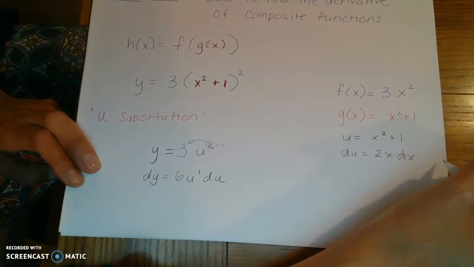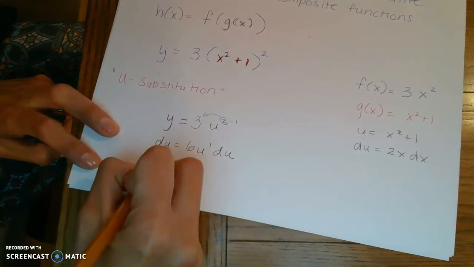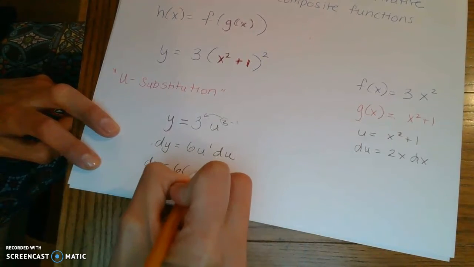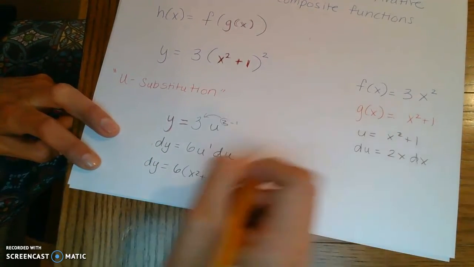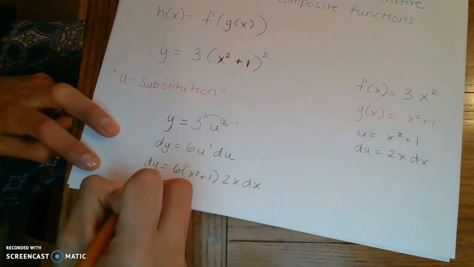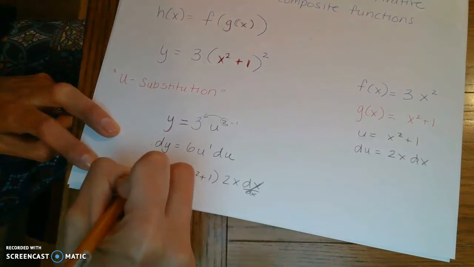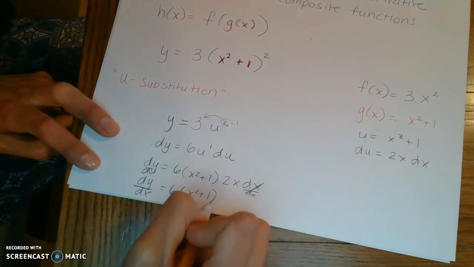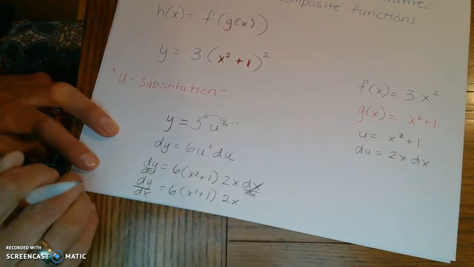Okay, so now we're going to put this together without the u substitution. We're going to say dy is equal to 6. What was my u value? My u value was x squared plus 1. And then my du is 2x dx. And now to put it in the proper form, we know it should be dy dx, so I'm just dividing this dx over, and I'm getting 6 times x squared plus 1 times 2x. So this is what I have so far.